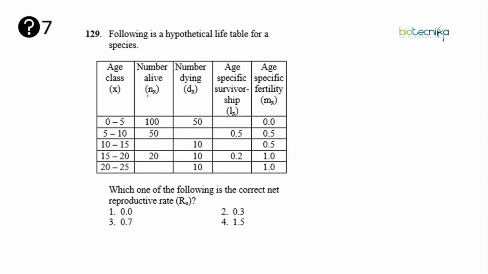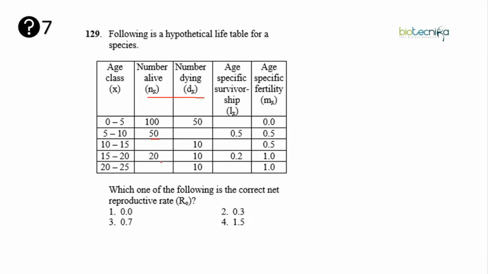I feel the best place to start is by looking into these two columns, because this is a pure subtraction and addition. So nx is number alive, dx is number dying. The remaining will be moving to the next generation. That is the logic. Like 100 minus 50 is the 50 in the next generation. Now 50 minus something is again something. So you can't solve two unknowns together. So look into the next one.